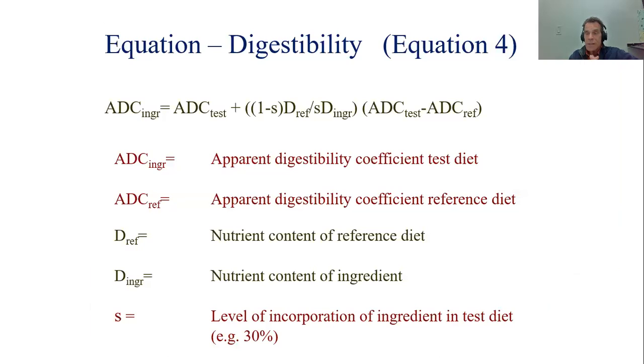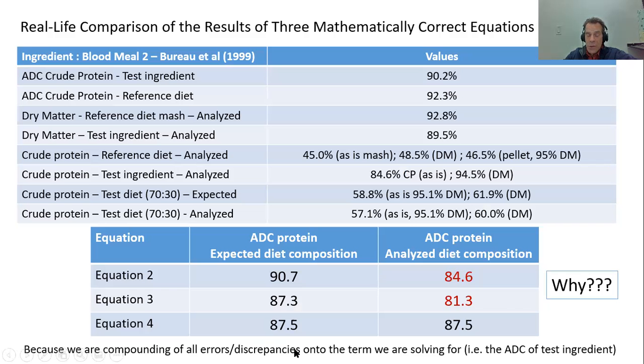So actually we developed this simplified equation, which Segura also arrived at. By mathematically simplifying the equations, we arrived at very robust equations that give you this equation 4, that gives you a reasonable estimate of digestibility. And it doesn't matter if you're using an expected composition or an analyzed composition, it arrives at a very similar estimate.